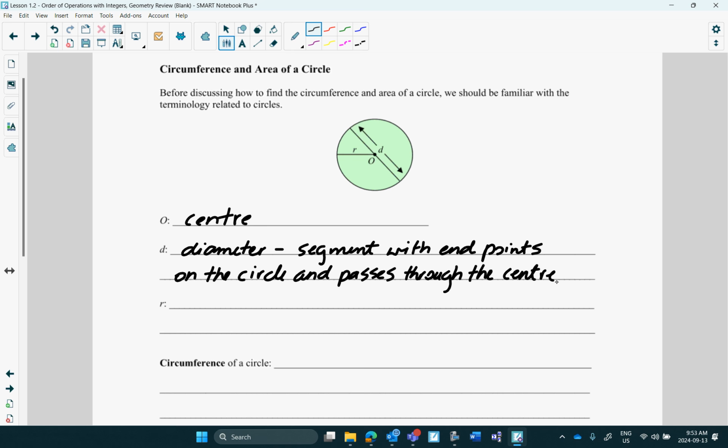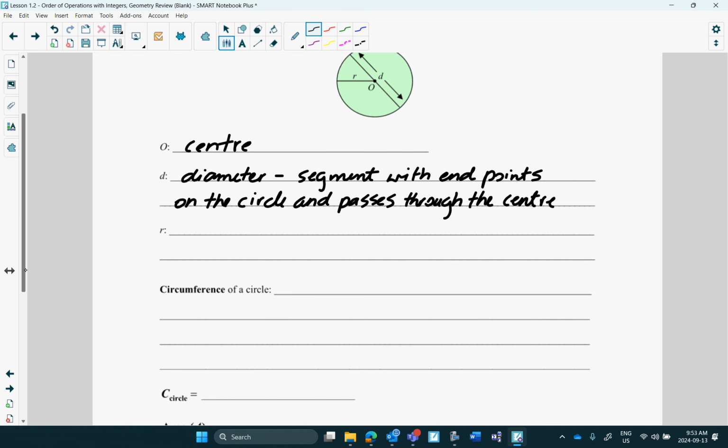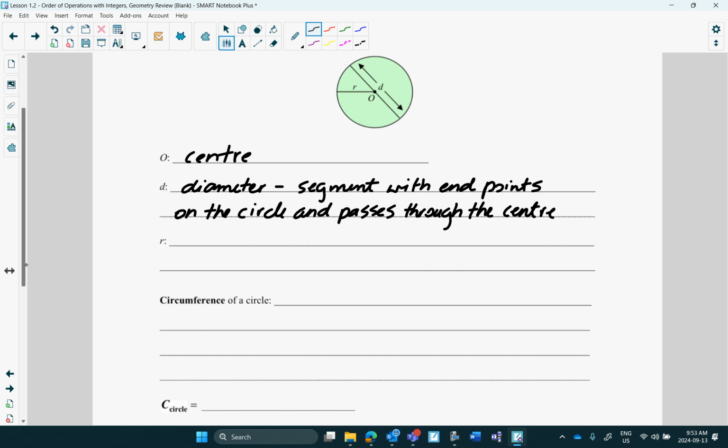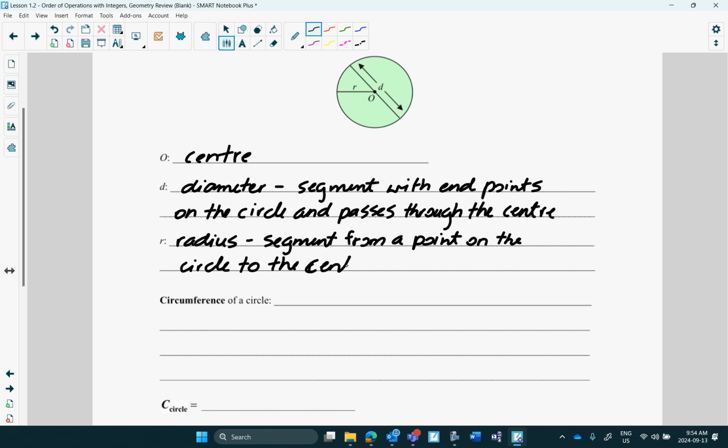And we refer to it as little b. Radius. As a segment from a point on the circle, the radius to the center. Okay, this color.